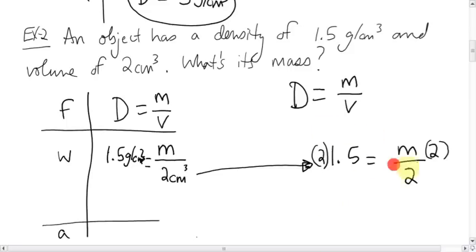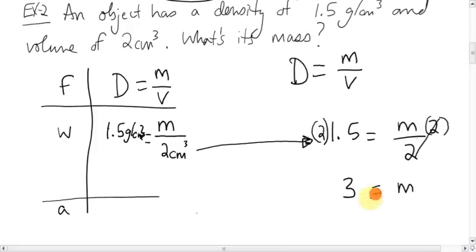So right now we're doing the algebra on the side work here. What happens to these 2's? They cancel out. You're left with just m, or mass. 2 times 1.5, use a calculator, trust me, it's 3. So we just figured out that the mass is 3.